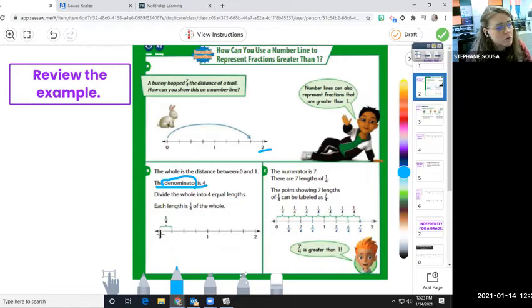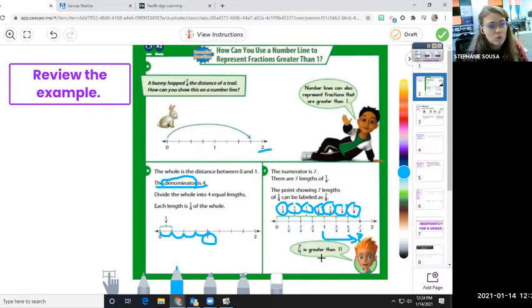That's what they did. Here's 1, 2, 3, 4 at 1 whole. Each length is 1/4 of the whole. Then we can see that the bunny hopped 7 of them. 1, 2, 3, 4, 5, 6, 7. So that is 7/4 right here. And it is after 1, so we can see that 7/4 is greater than 1. Okay? You did not need to write this. I should have said that. This is just an example. I'm just illustrating for you.